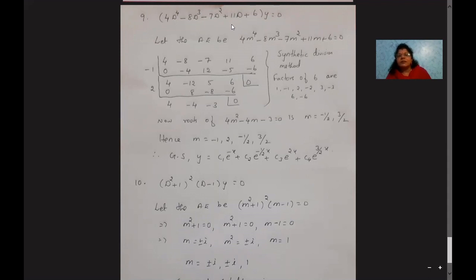Now, the synthetic division method. What is the trick I have told? To solve this higher order equation using the synthetic division method, first we should write the factors of the constant part. What are the factors of 6 here? 1 and minus 1, 2 and minus 2, 3 and minus 3, 6 and minus 6. Now I have to try one by one by substituting.